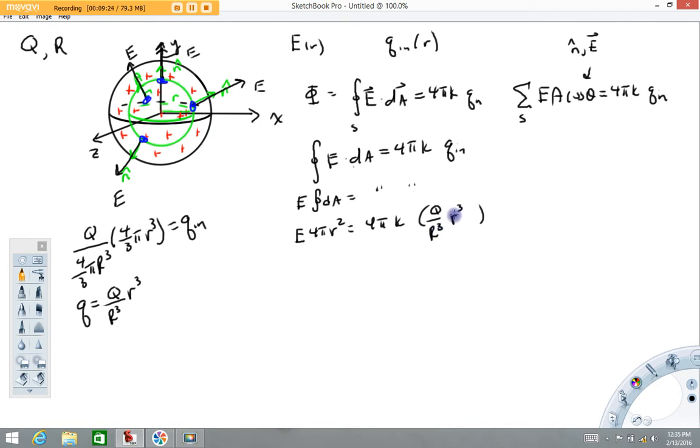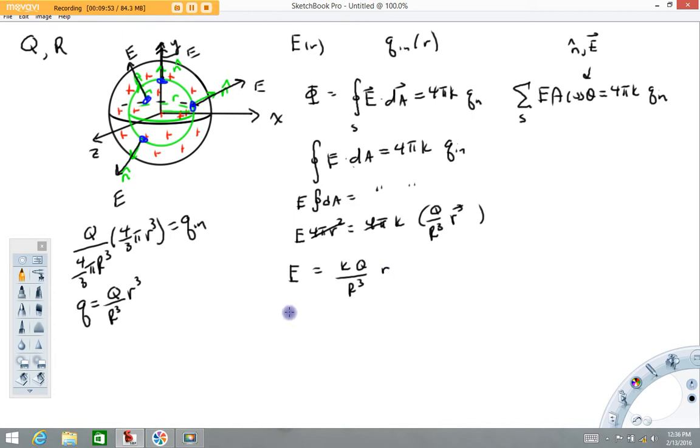Okay. Next step is just to algebraically solve for the electric field strength. We can divide by a 4 pi r squared. 4 pi's are going to cancel. We're going to be left with KQ over big R cubed. And when we take r cubed and we're dividing by r squared, this will go away, leave us with r to the first power. So there's how the electric field varies with the radial coordinate there. It varies linearly with r.